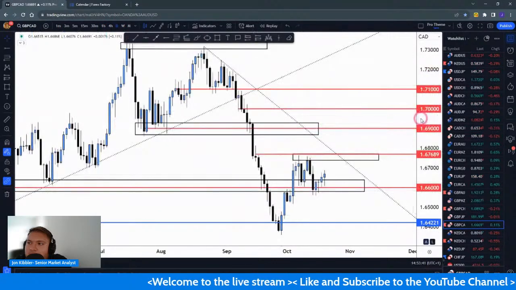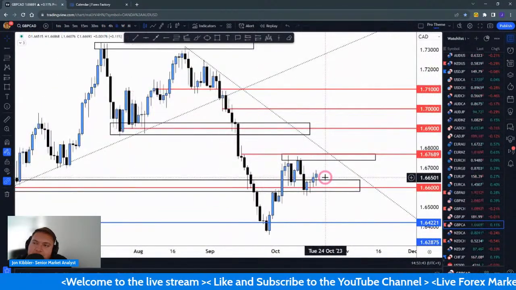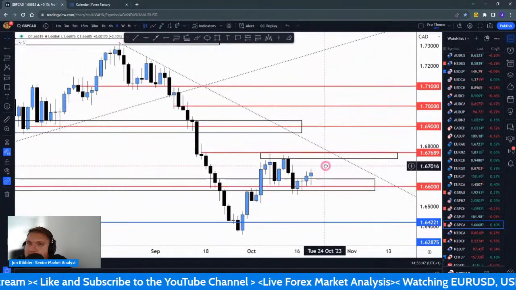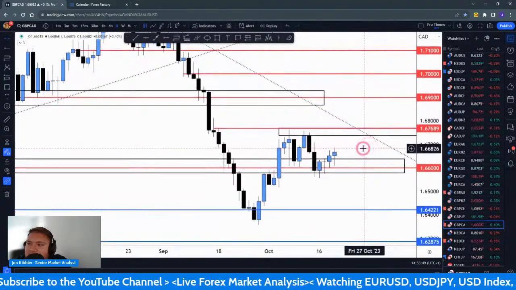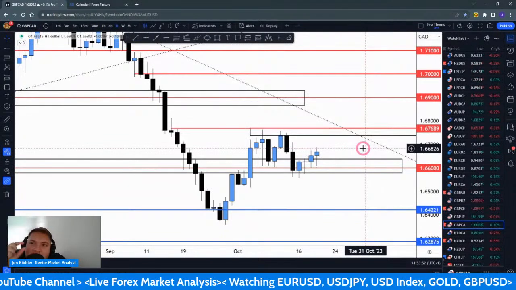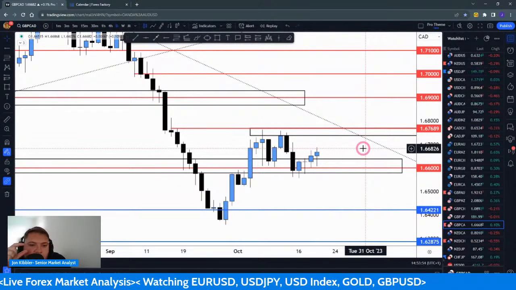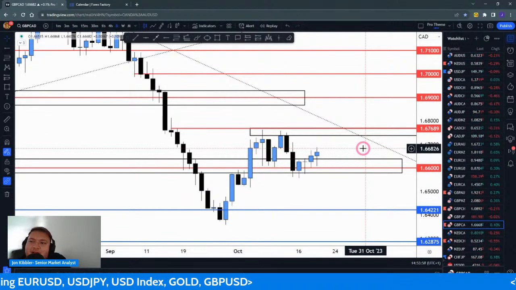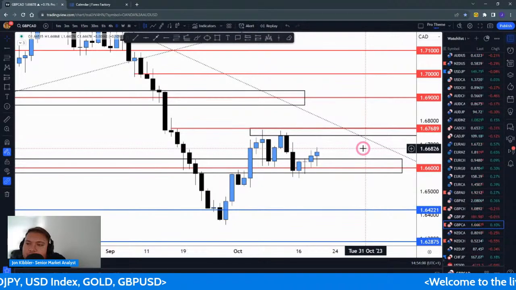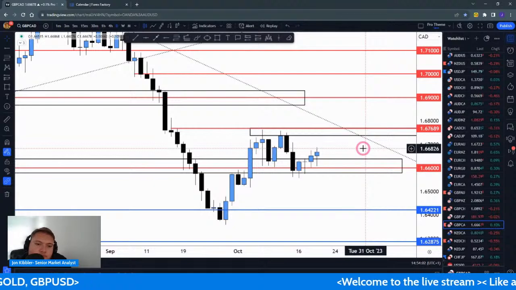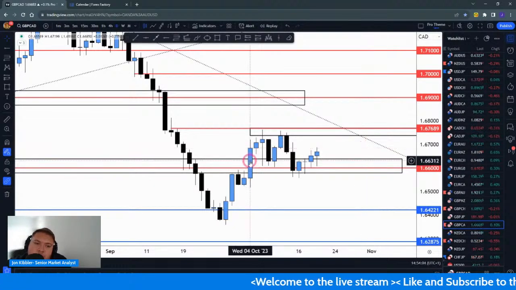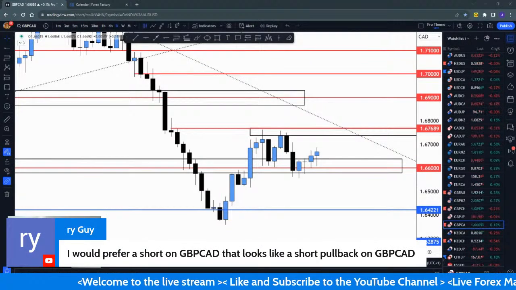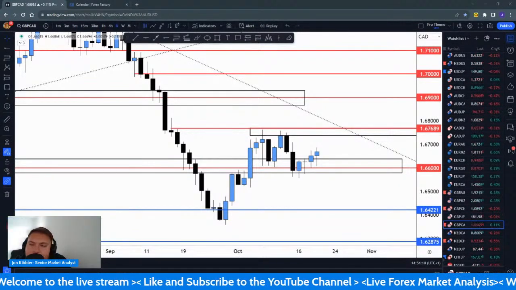Not 100% on that one. I mean, nothing's 100% anyway, but I'm not even 90% on this one, I think, Royston. Just because of those daily candlesticks, I really don't like it when you see really shallow candlesticks on a daily chart, daily range. I just don't think that makes for good momentum. Yeah, so like Right Guy says here, I'd prefer a short on pound CAD, that looks like a short pullback on pound CAD.